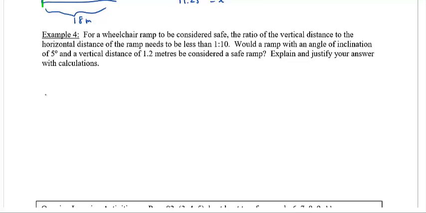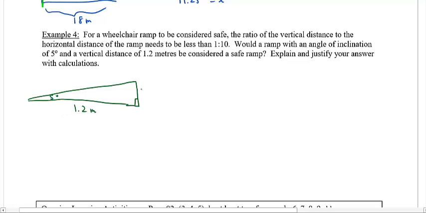I'm going to draw a picture of this ramp. It's pretty flat probably, right? 5 degrees. 5 degrees here. Vertical distance of 1.2 meters. I guess the question is, what is the height? Because once I have that, I can compare it to this ratio of 1 to 10, because the 1 represents the height and the 10 represents the base, right? As long as my ratio is less than that, I know it's safe. If it's more than that, it's not safe. So how do I calculate the height then?